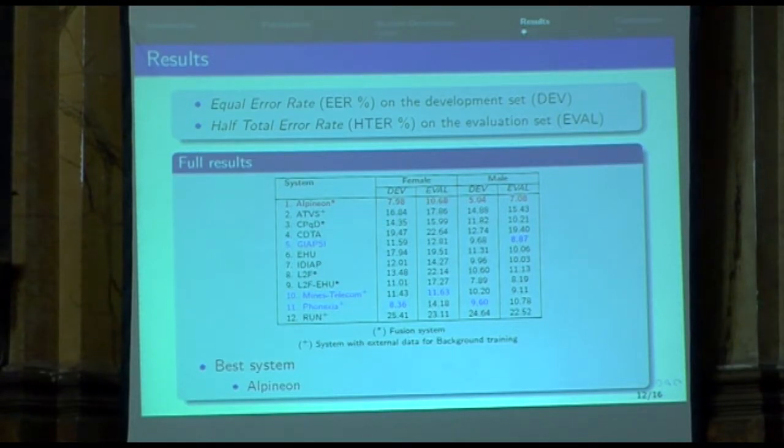We can see it's the Alpinium system that was using 9 subsystems, all of them based on total variability. And in blue we have the best single systems. We can see there is JAPSI, there is Min Telecom, and there is Phoenixia. For example, JAPSI were using GMM, but with special gender-dependent features. Min Telecom were using some external data that is suitable to mobile devices, and Phoenixia was using total variability, and they were more or less over-tuning on the development set, as we see.